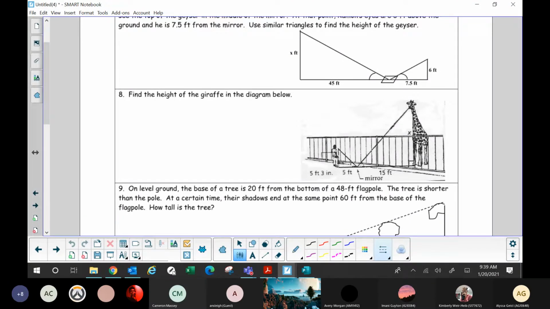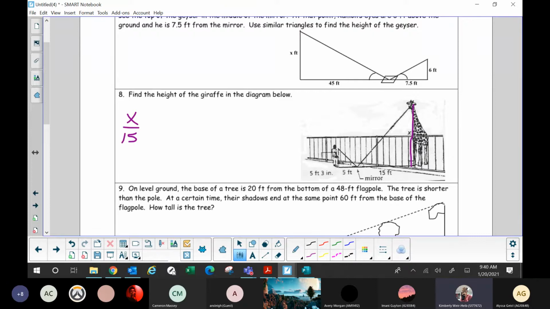So what I see is the X. So this part, the X, I'm going to do X over 15.